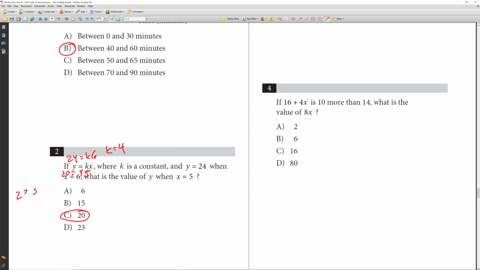Nice. Question 4. This is a basic algebra question. This should take about 10 seconds to do. If 16 plus 4x is 10 more than 14, so this is equal to 24, what is the value of 8x? What you need to do is take 16 and move it to the other side, so 4x is equal to 8. Since 8x is twice 4x, multiply this whole thing by 2. This then becomes 16. Answer is C.